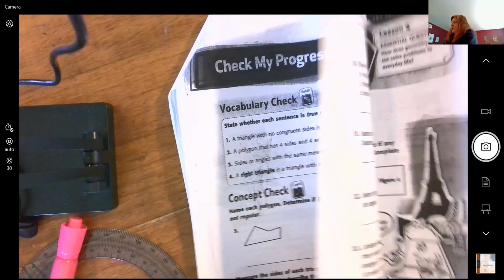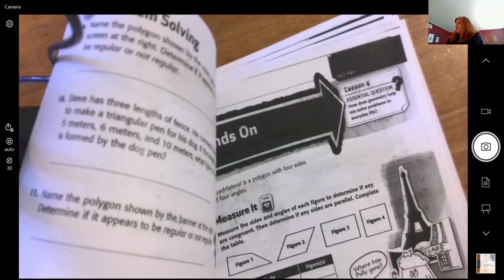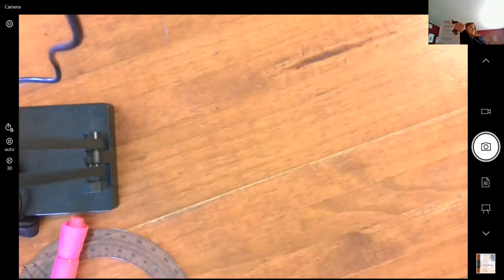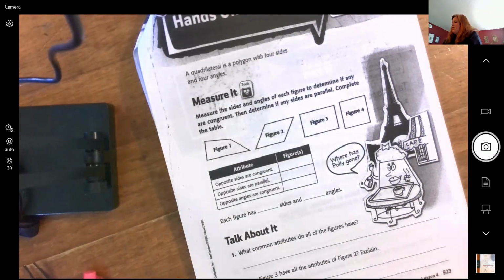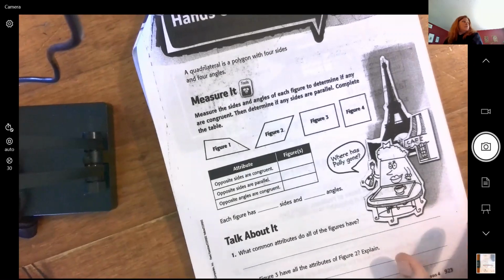All right, so we're going to move on to lesson 4. Lesson 4 is kind of hands-on as much as hands-on can be on a video, but hands-on exploring different polygons. And we were focused on triangles.